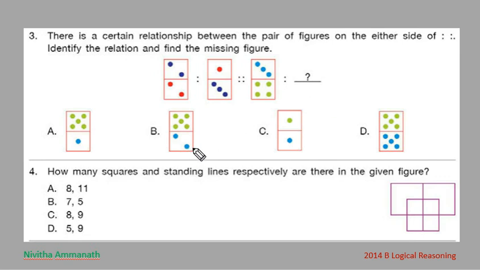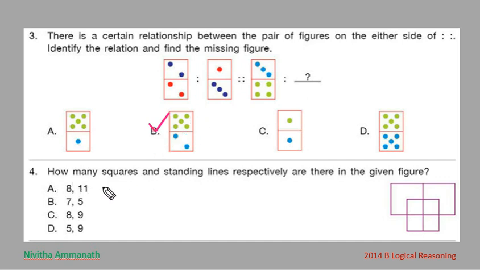So, this is the option 3 and 4, 4 plus 1, 5. So, B is the correct option because from here 2 plus 1, 3. Here 2 minus 1, 1. So, here 4 plus 1, 5. 3 minus 1, 2. So, B is the correct option.